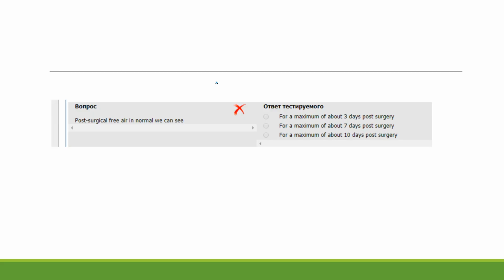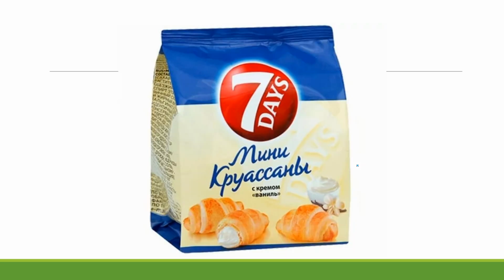Okay, next question. It is the post-surgical free air. In normal we can see, and there you see any kind of answers, but I can't tell you the right answer. You need to understand that our peritoneum can absorb all liquid and all gases that are in the abdominal cavity.